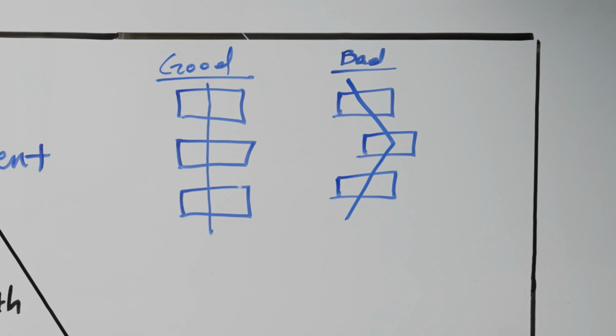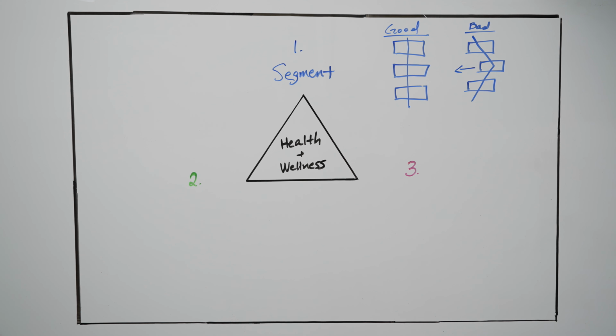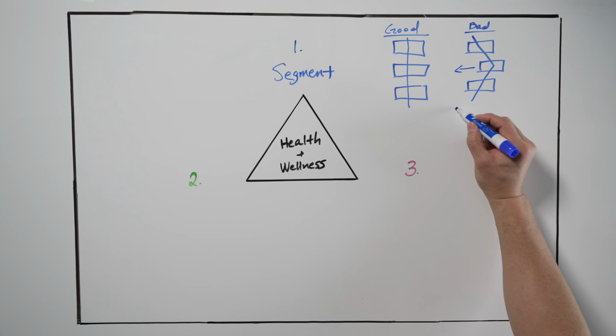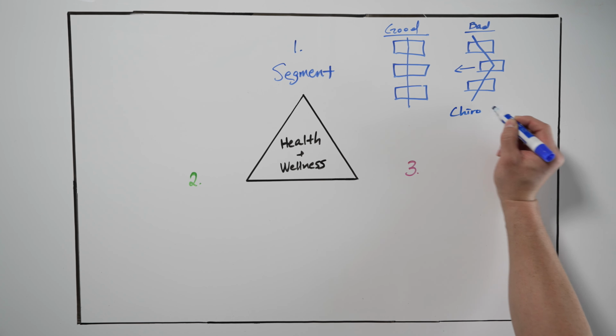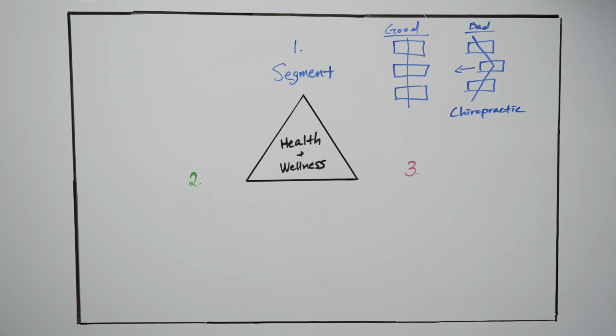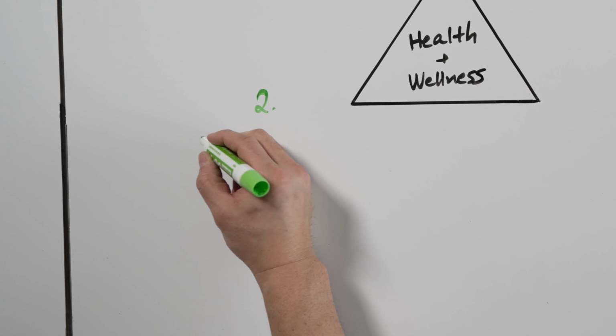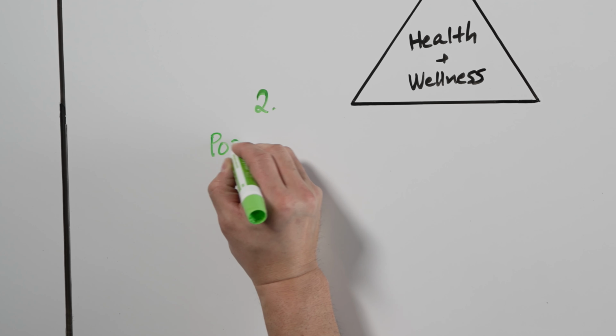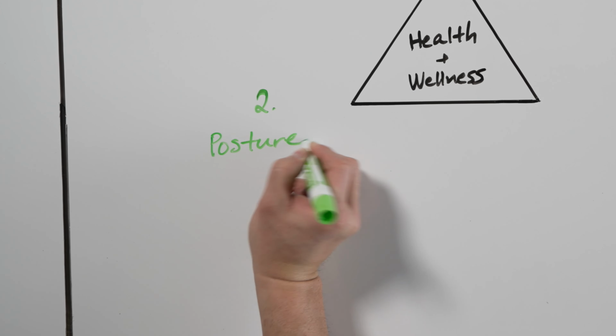To address this, we need to bring this over until it centers with the rest of the bones above and below. And in order to do that, we actually do chiropractic adjustment. That's why we do chiropractic. So this addresses the segment portion. Okay. So next, once we have the segment, now we can work on creating better posture. So number 2 is going to be posture.